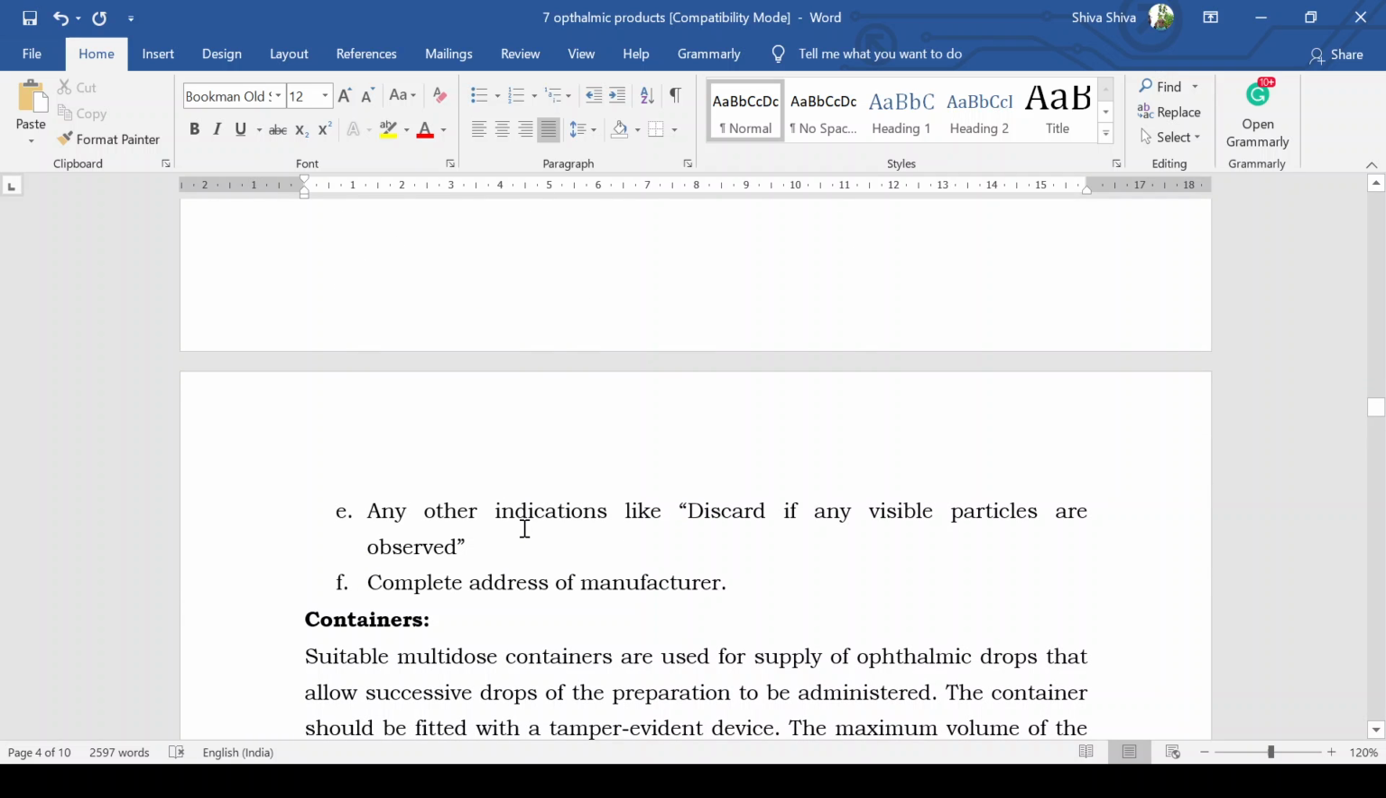Any other indications, like discard if any visible particles are observed, and the complete address of the manufacturer. If any visible particulate contamination is observed, then it is advised to discard the whole formulation.